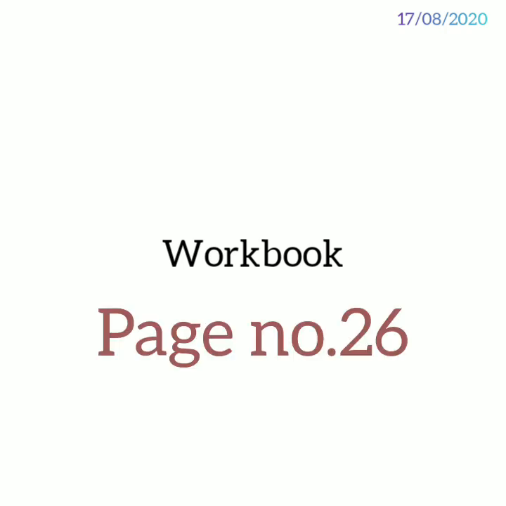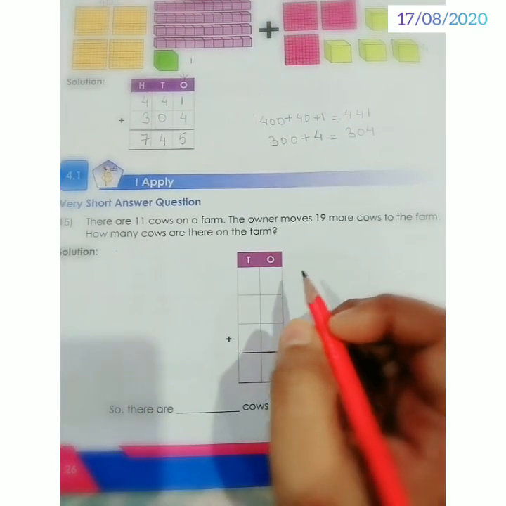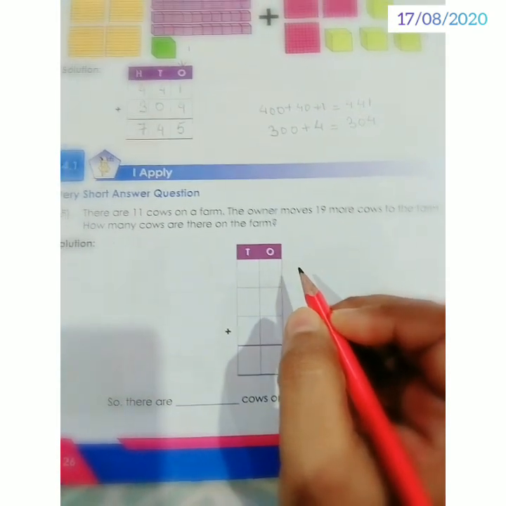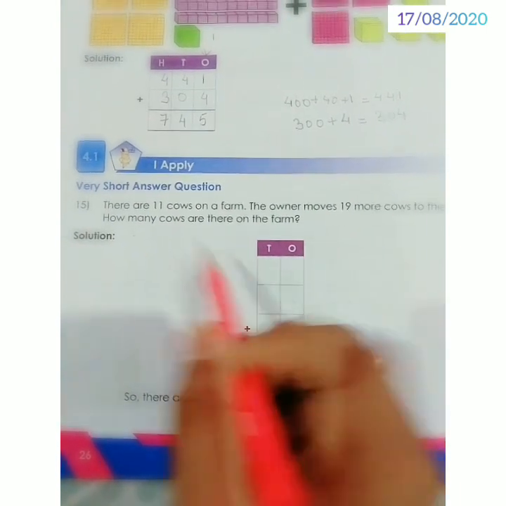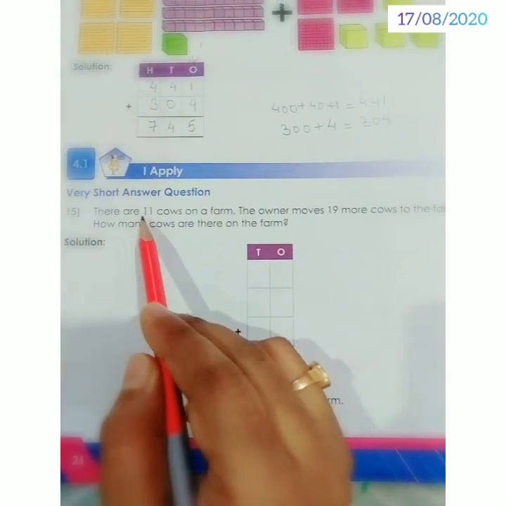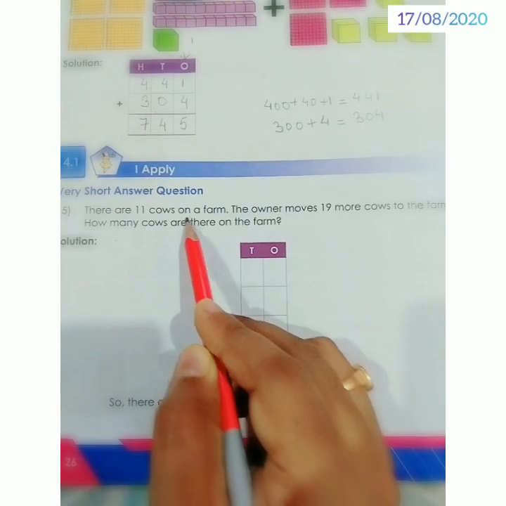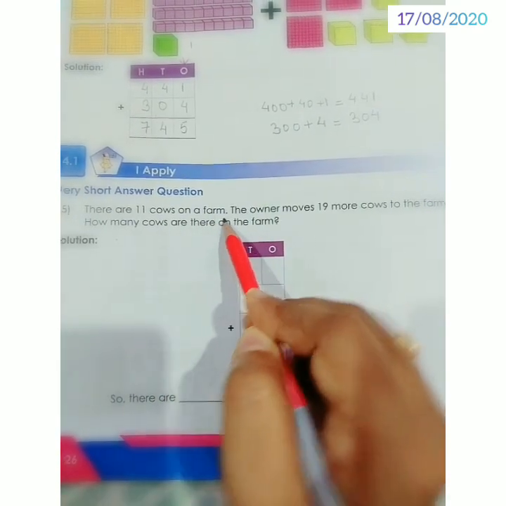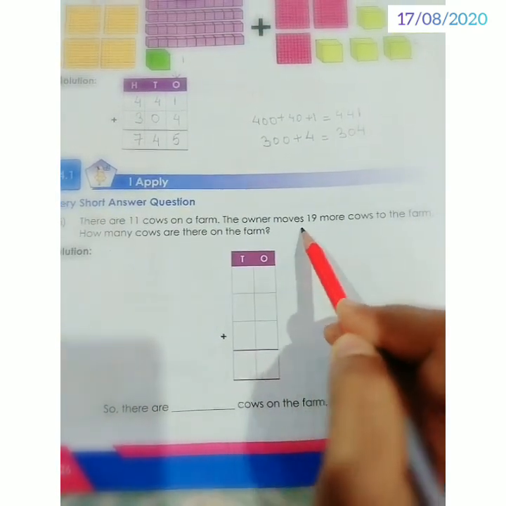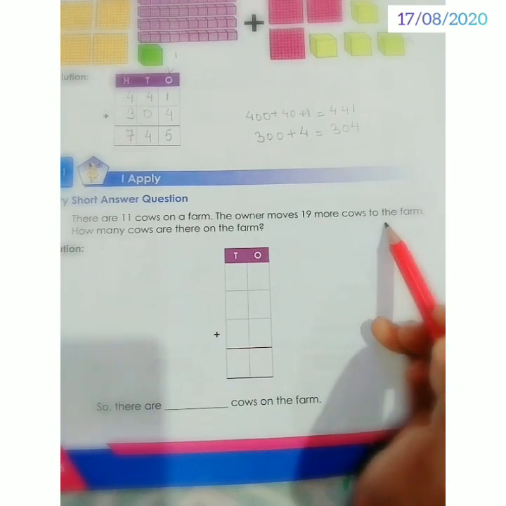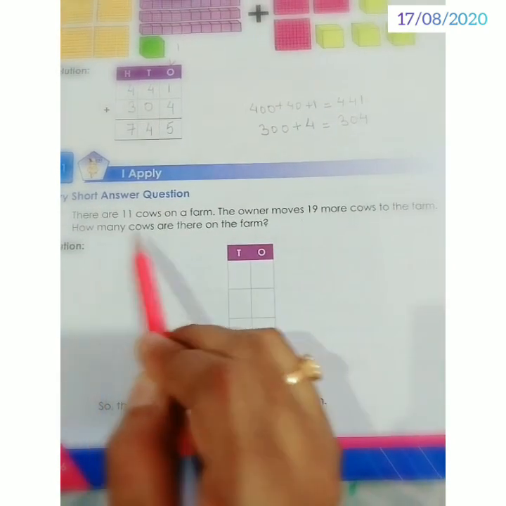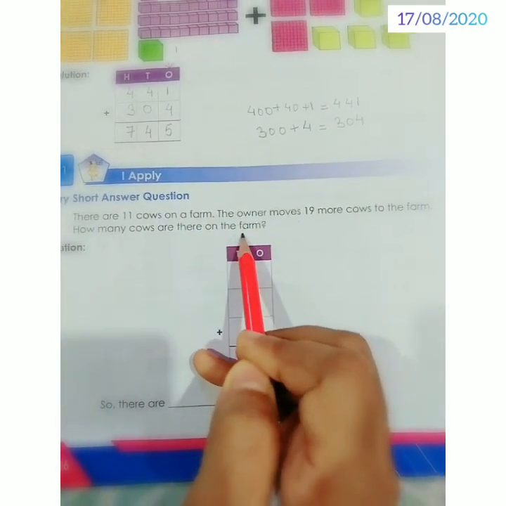Now let us solve workbook questions from page number 26. So let's start. Dear children, today we are going to solve some word problems. Alright, so let's start. Question number 15. There are 11 cows on a farm. The owner moves 19 more cows to the farm. How many cows are there on the farm?